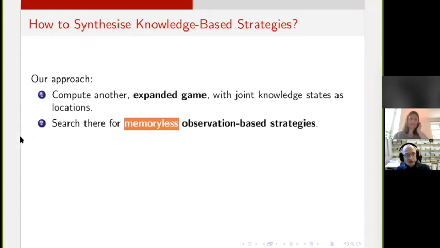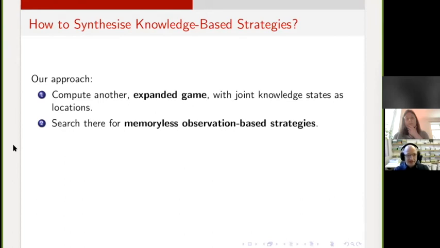Okay, so this is a very important conceptual thing. It's not very difficult to understand, to foresee, but conceptually it plays a big role that you can make this connection between knowledge-based strategies in a game and memory-less strategies in an imagined game of knowledge, where the locations are joint knowledge states of the players in the initial game.